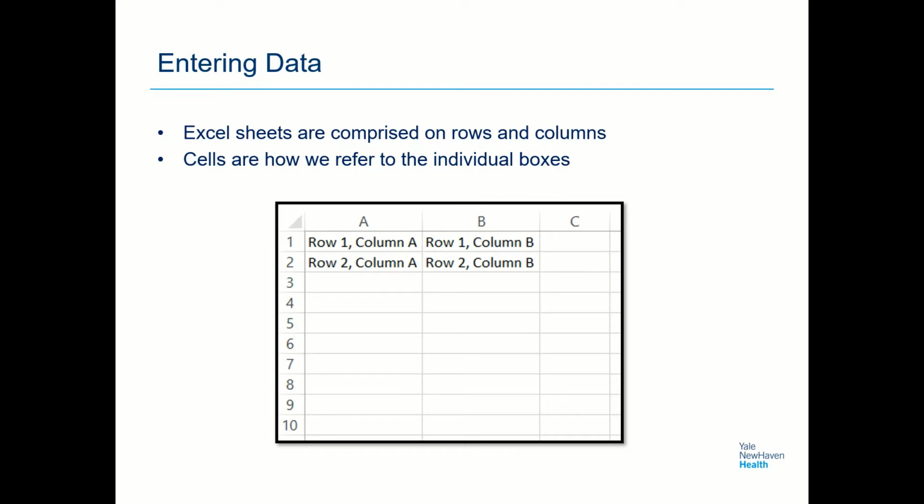If you want to take a moment now to open up an Excel spreadsheet, like I said, they're comprised of rows and columns. The cell is where you're going to be, the box that you're going to be typing into. So on a blank Excel page, type your first name in cell A1 and your last name into B1.